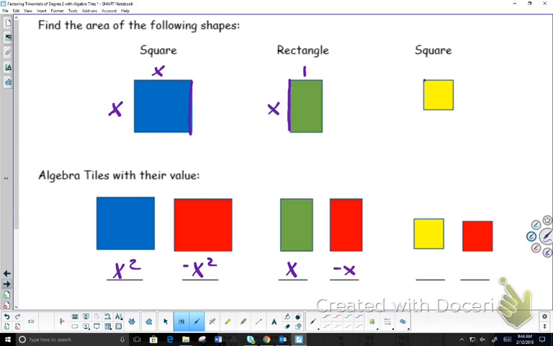This tile right here, that length is the exact same as this length up here, which makes it a 1, and since it's square, it's going to be a 1 by 1. And then, of course, the red one would be the opposite, which is negative 1.